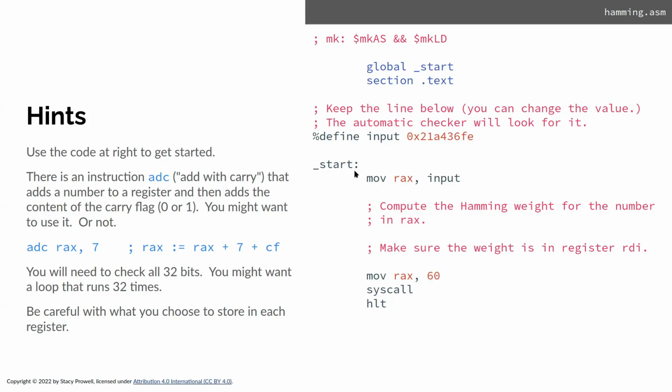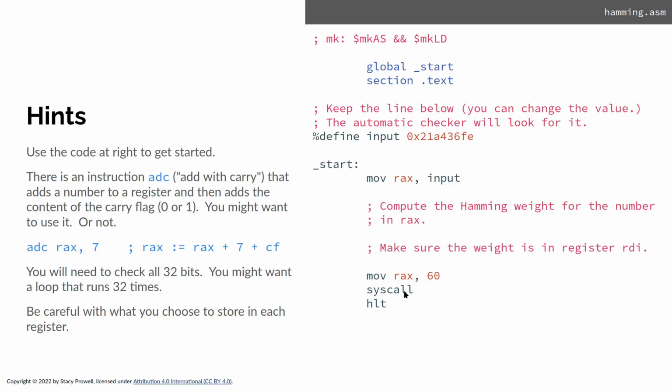Here's your start, your entry point. I put input, which is really going to be this number, into RAX. And then I compute the Hamming weight by some tricky means. And at the end, I make sure the Hamming weight is in the register RDI, because that's going to be the exit value of the program when I call the exit system call, which I do right here.